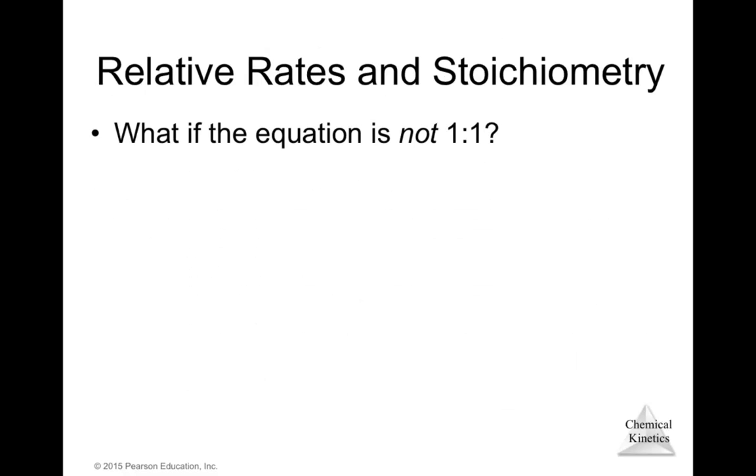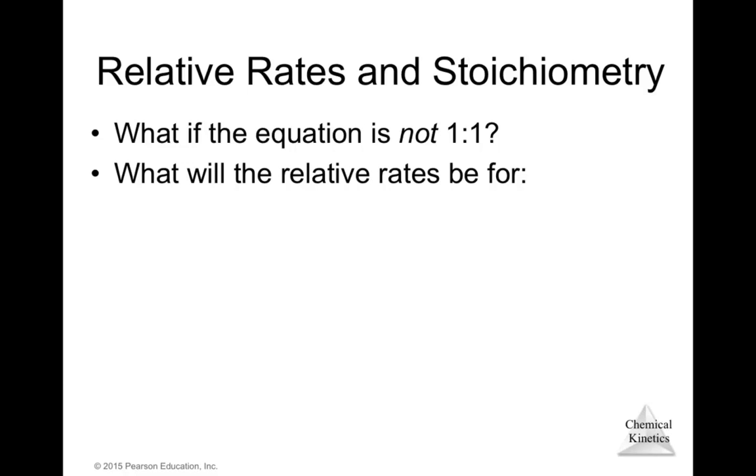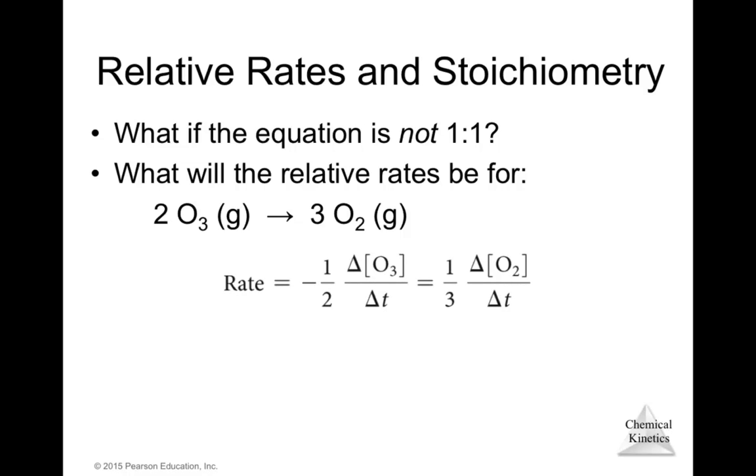So what happens if the equation is not 1 to 1 as the one that we saw before? What will the relative rates be for the following reaction? 2O3 in gas producing 3O2, also in gas. Here we have one reactant, O3, ozone, producing molecules of oxygen, O2. So now the stoichiometry is 2 of the reactant produce 3 of the product. So how will the relative rates be for this reaction?